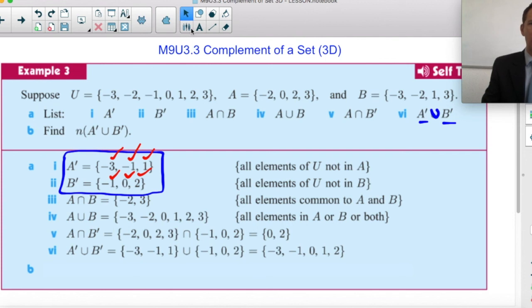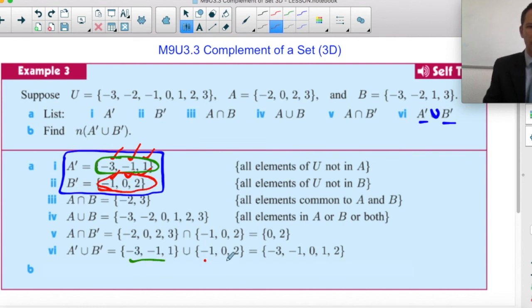So this part is -3, -1, 0. So that's this, and this is -1, 0, 2. This. And I want the union, which means I want all of it, and that's why you see the 3. You see the -1. You don't have to write it down twice. The 0, the 1, and the 2. Bing! Cool.